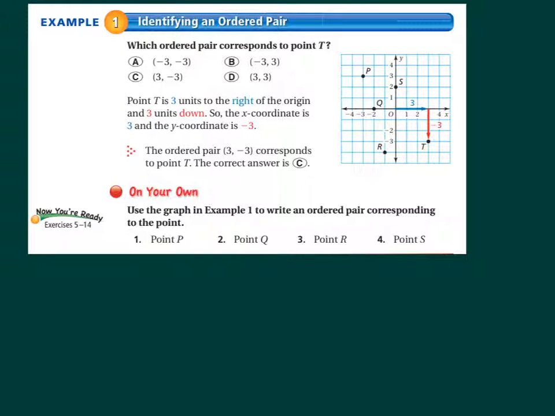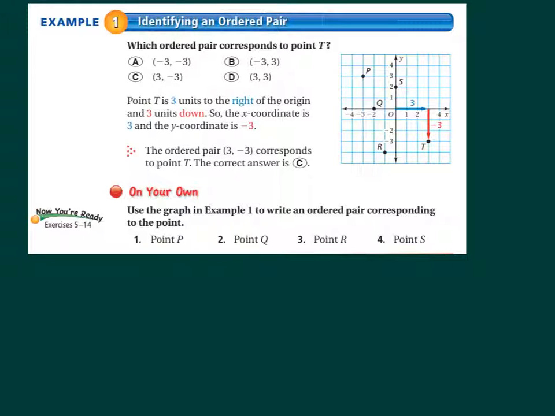This problem tells us to identify which ordered pair corresponds with point T, and then it has a bunch of points here in a coordinate plane. So really all we need to do is look at what the coordinate point of T is, and the book does a pretty good job of illustrating coordinate points here. The book says, okay, if I have a coordinate point and I start at the origin, I'm here at 0, 0, and I go right 3 and then down 3. If I were to write that as a coordinate point, I would use the x value first, 3, and then the y value, -3. So if I look over here, I look for 3, -3, and that's C right there.